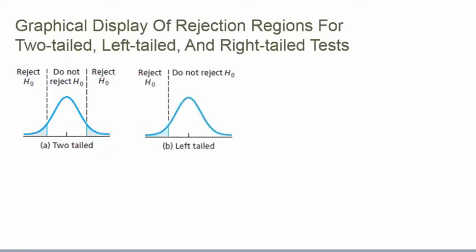Left-tailed test. Our critical value is usually to the left of 0. Our rejection region would be all of the values less than our critical value, and our do not reject region would be all the values greater than our critical value.